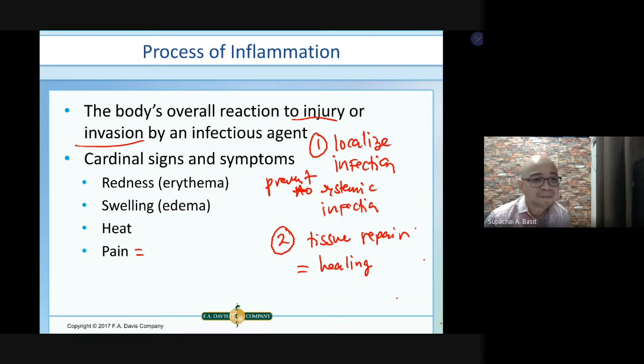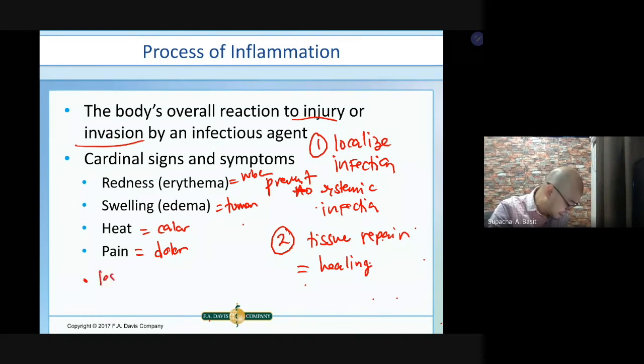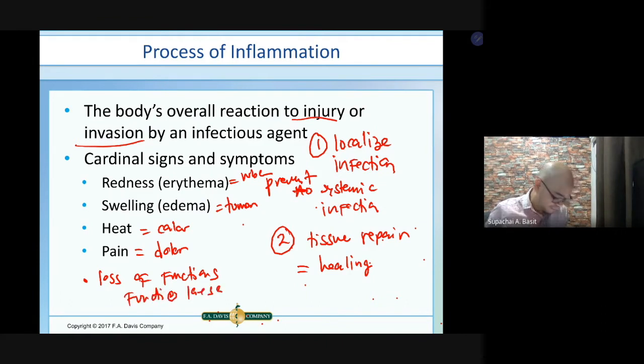Okay. So pain is one of the cardinal signs of inflammation. In Latin, we call it dolor, calor, swelling or edema, tumor, redness, rubor, and the fifth cardinal sign is actually the loss of function, functio laesa. That's how we call it.